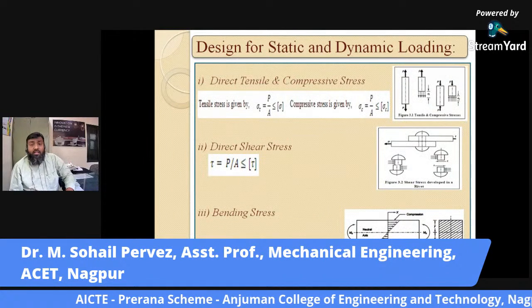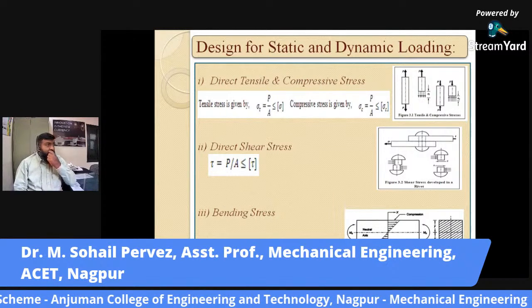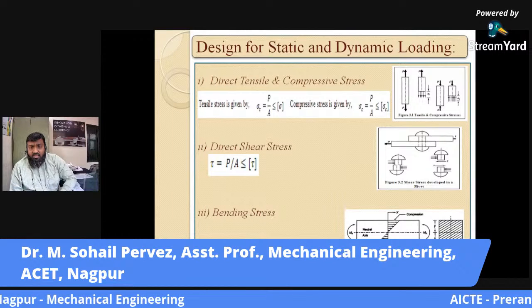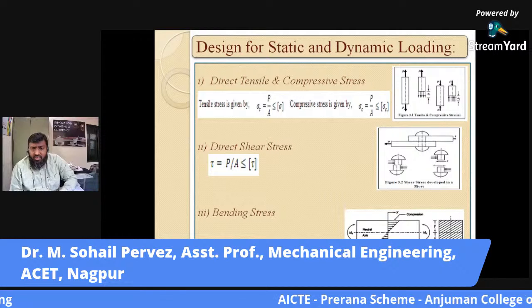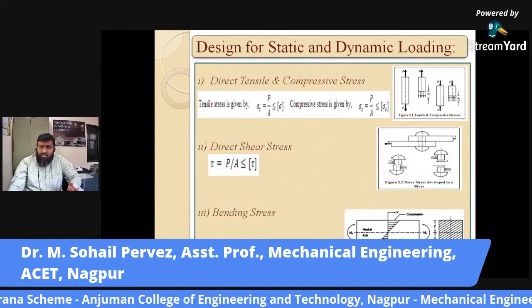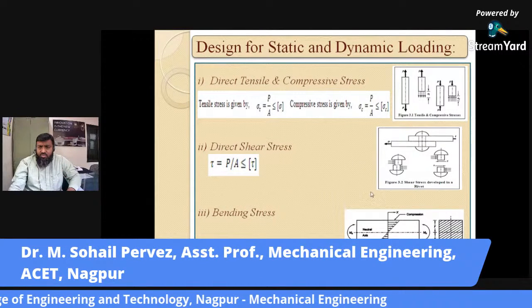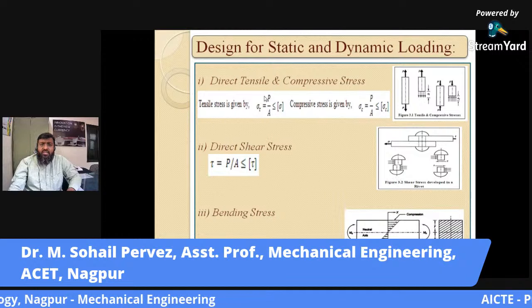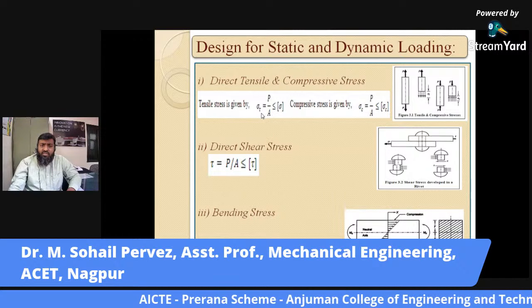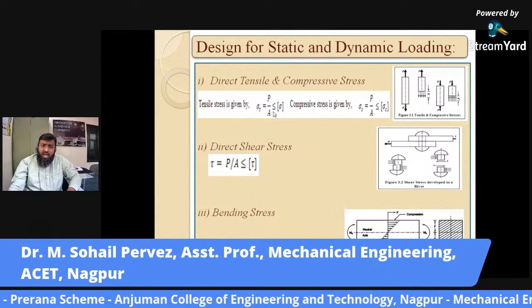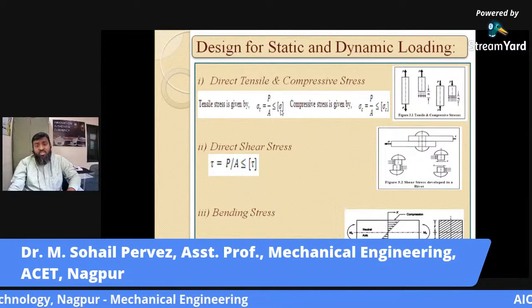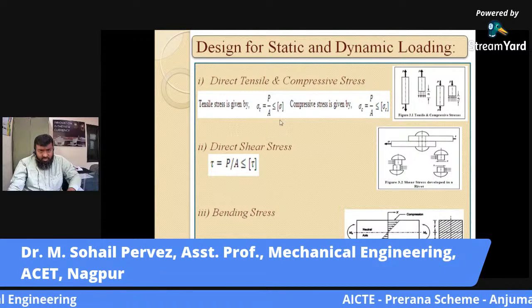Now see, these are the different types of stresses corresponding to the different types of loading, and I think this is quite clear from the diagram itself. So we can simply go on looking over these PowerPoint slides. So this is direct tensile or compressive stress. If it is tensile, sigma T is equal to P by A, again it should be less than the allowable stress. In the bracket, if we are reading this notation, it is the allowable stress. And how allowable stress is calculated, we will see.